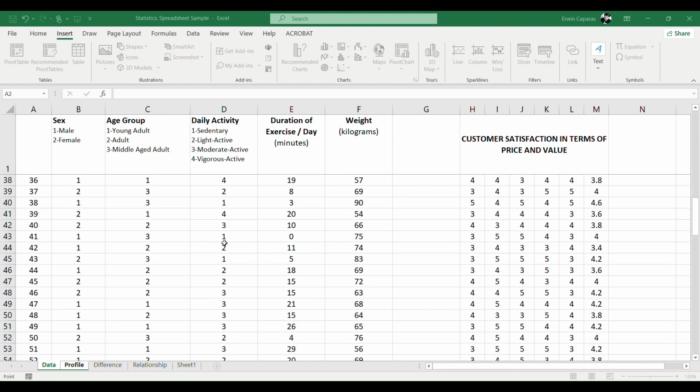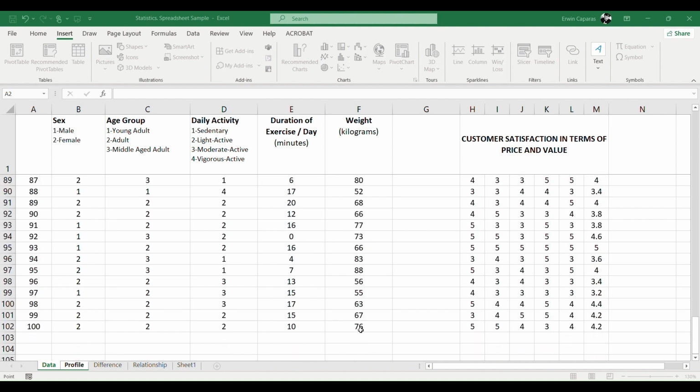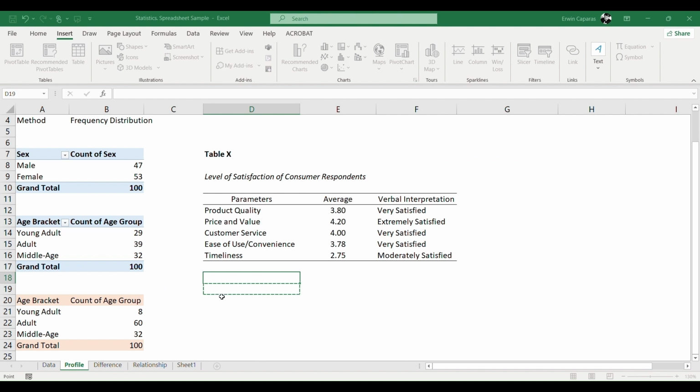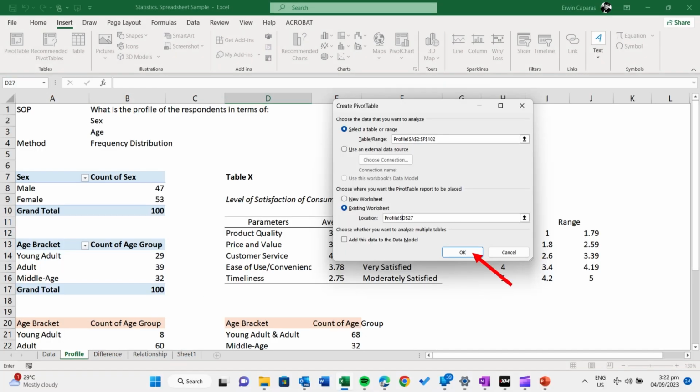going to the last column of the data, and then we click the location, and then i-click natin dun sa gusto natin paglagyan ng pivot table. Okay, so we have it.